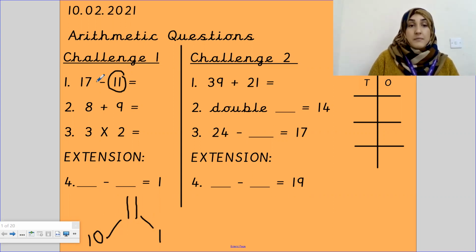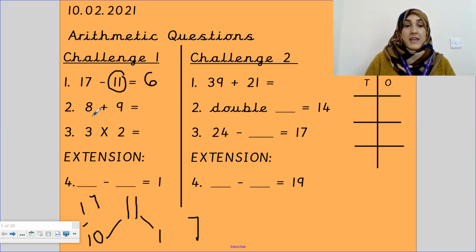Now I'm going to take this number 17 and first take away 10. That leaves me with the number 7. Then I'm going to take 1 away from 7, which leaves me with the number 6. So 17 take away 11 equals 6.